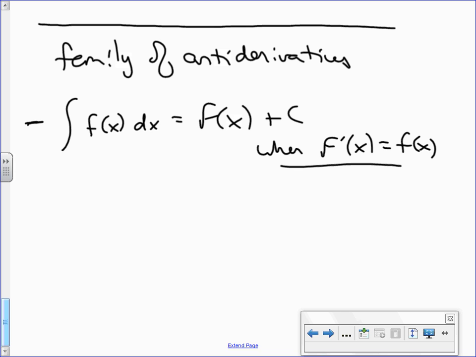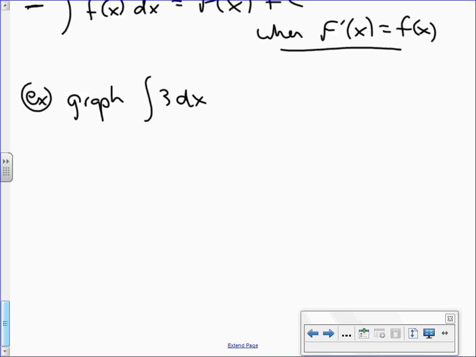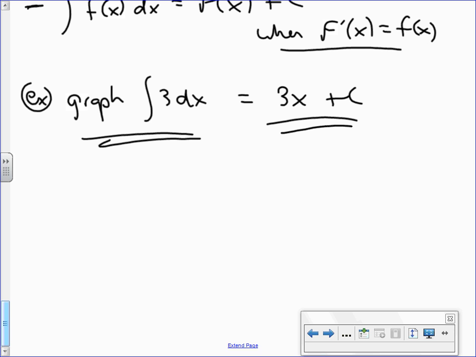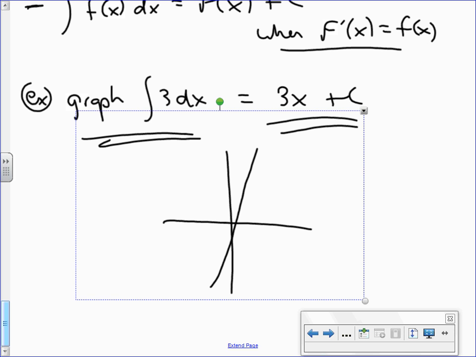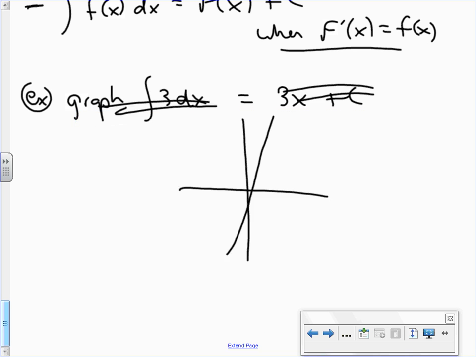So what that might look like graphically, somewhere in one of the homework assignments, it's going to tell you to graph this. What a weird thing to tell you to graph. Graph an antiderivative. Okay, well, what is the antiderivative of 3? The antiderivative of 3 is 3x. So if I'm telling you to graph this, that's the same thing as telling you to graph that. That means the line y equals 3x.